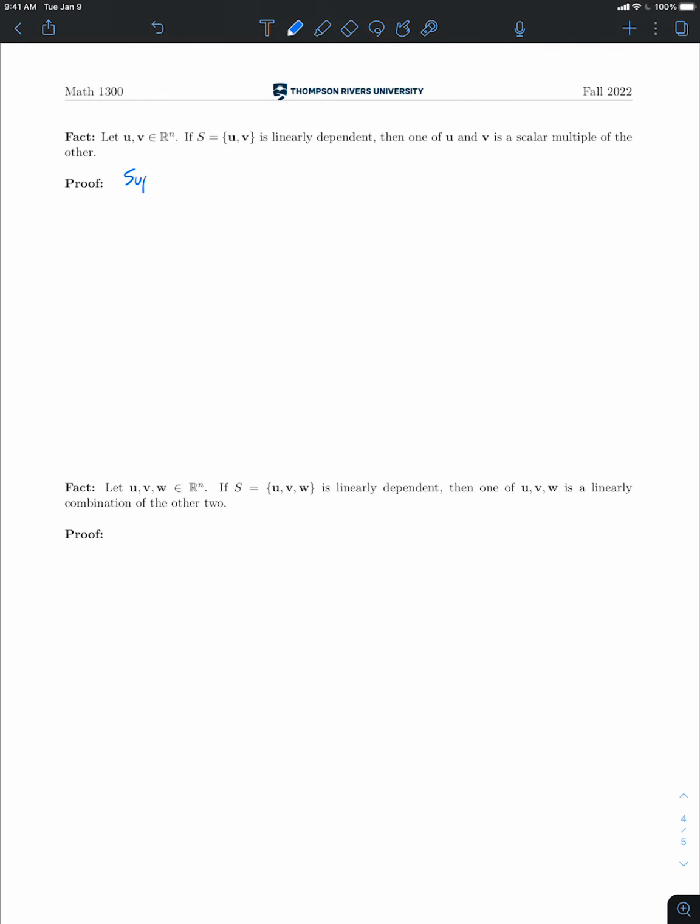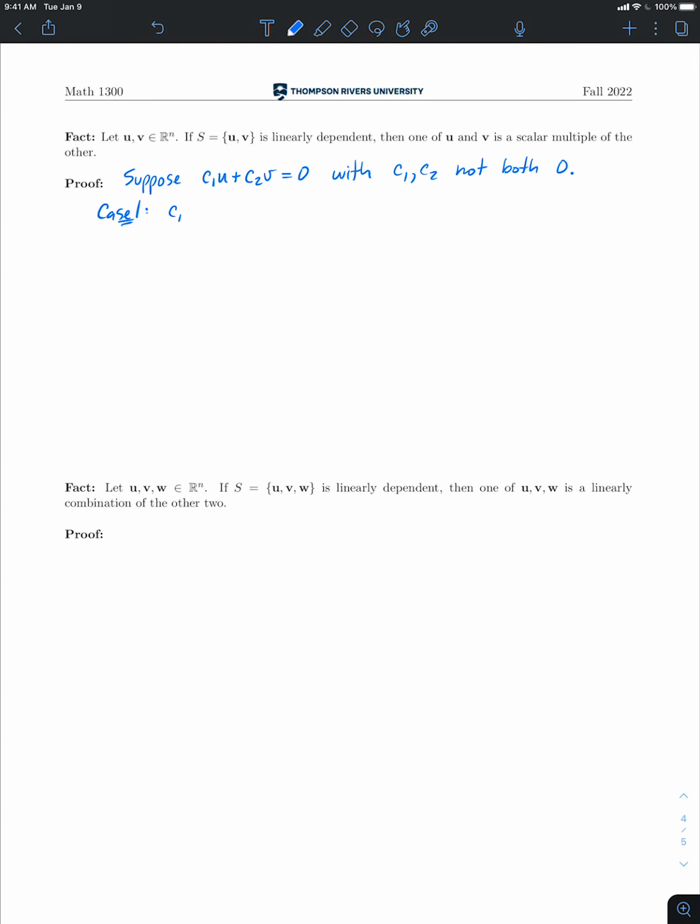Let's suppose that the set S is linearly dependent. What that means is you can write a linear combination c1u + c2v = 0, a vanishing linear combination where at least one of the weights is not 0. So let's say c1 and c2 are not both 0. That's all you can really say for sure based on the definition of our assumption that the set S is linearly dependent. So, let's consider two cases.